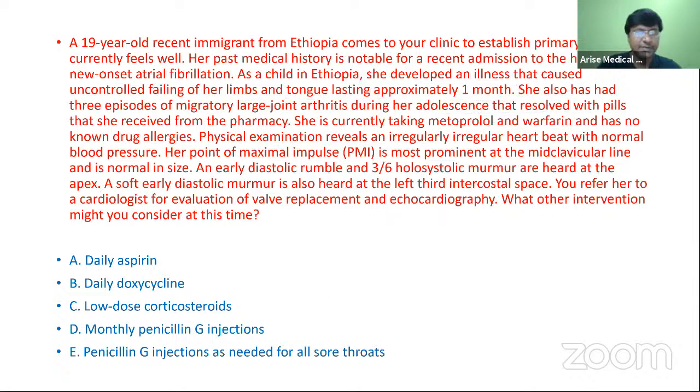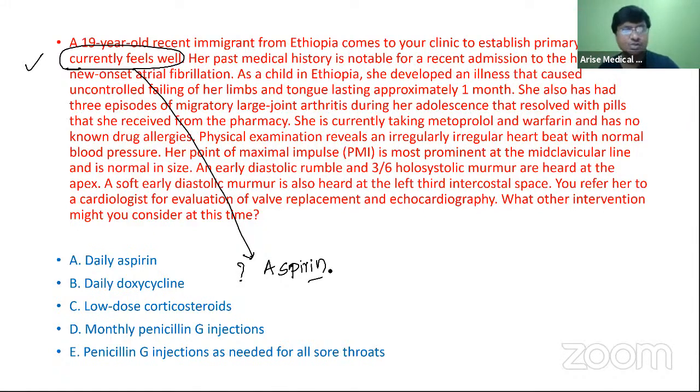Now, we will move on to the next question. Yes, Arya Ajesh. So in this patient, now why did he come? Currently, he feels well. So when currently he feels well, why do you want to give aspirin in this patient? Don't give any aspirin when he is currently well. Okay, so please don't give aspirin in this scenario.